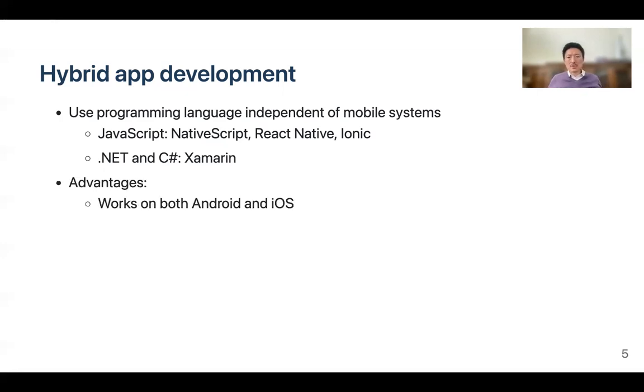Okay, and the advantage is that the app developed this way will work on both Android and iOS. Essentially, you write the code once, and then you compile it depending on your target platforms. You will create a version for Android and a different version for iOS. But you don't have to rewrite the code. You only write the code once.